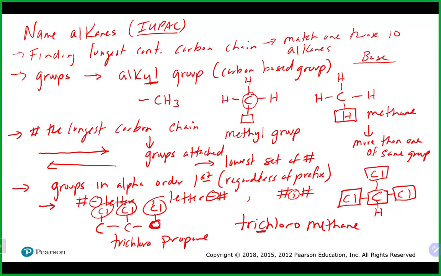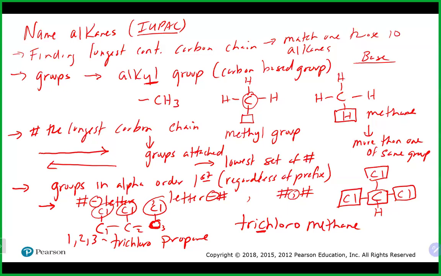We would have to give the number for each of those. And we'll just call this 1, 2, and 3 in this made up example, not fully drawn. This would be somewhere where you would use your comma, like 1, 2, 3, trichloro. You would have to give the number for each of the locations.